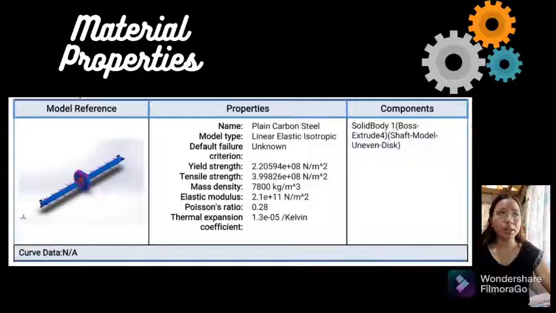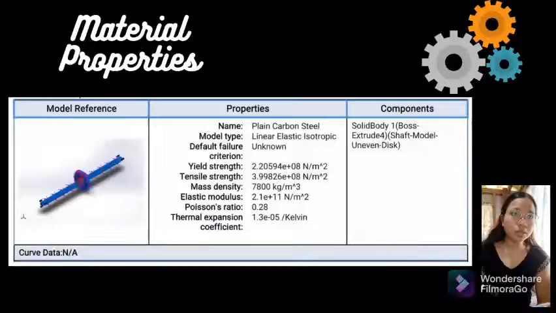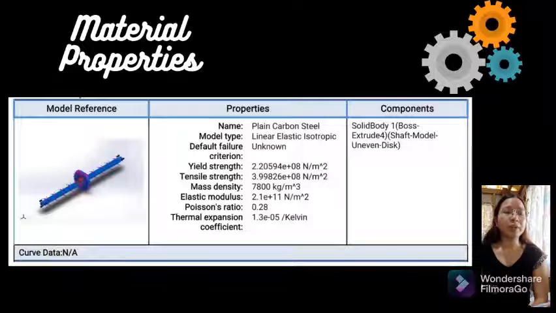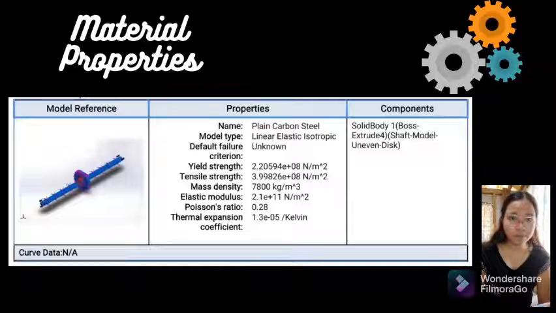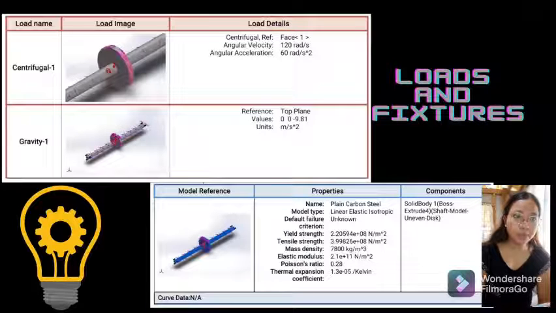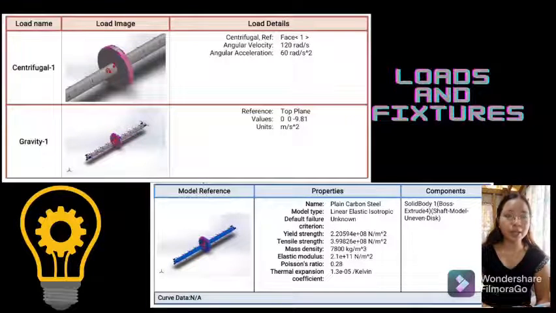So in our model, the material properties have a yield strength of 2.20594 times 10 to the power of 8 Newton per meter squared, and a tensile strength of 3.99826 times 10 to the power of 8 Newton per meter squared, and a mass density of 7,800 kilogram per meter cube, and an elastic modulus of 2.1 times 10 to the power of 11 Newton per meter squared, and a Poisson's ratio of 0.28, and the thermal expansion coefficient is 1.3 times 10 to the power of negative 5 per Kelvin.